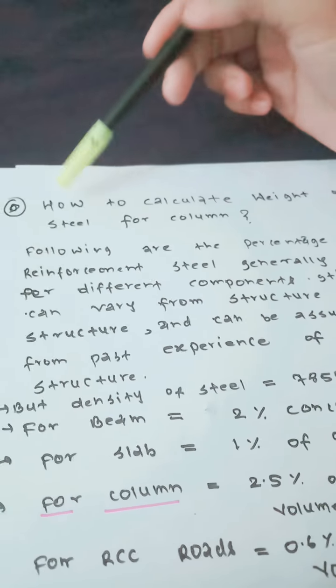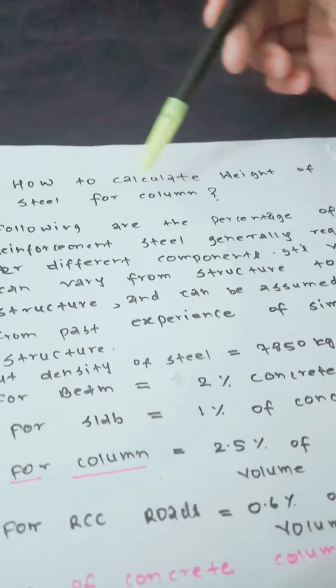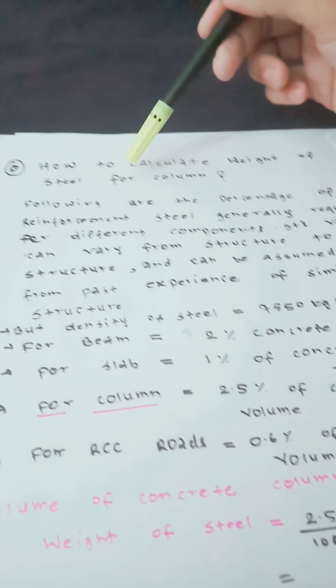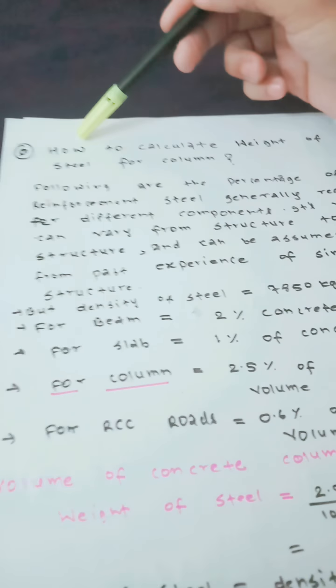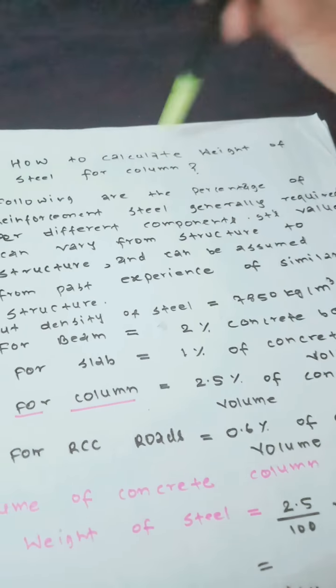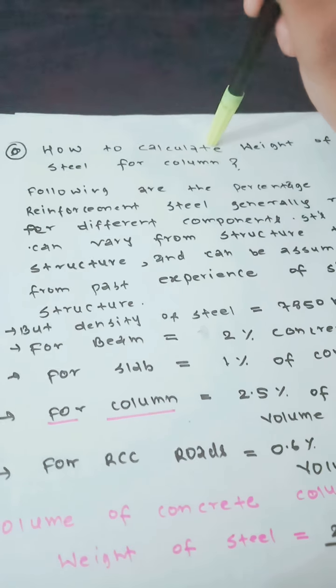First of all, I want to read the question. One by one, I'm going to start. What is the question saying? How to calculate? This is my question, which I have prepared first. How to calculate the weight of steel for a column.